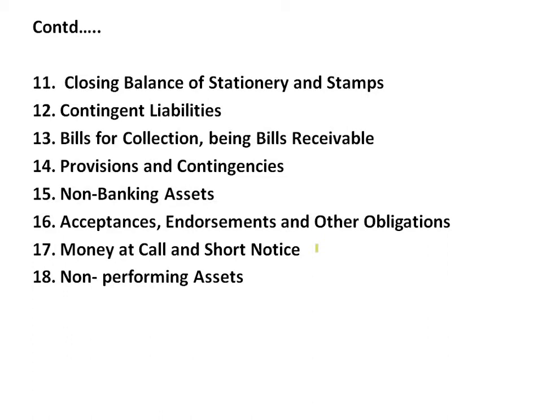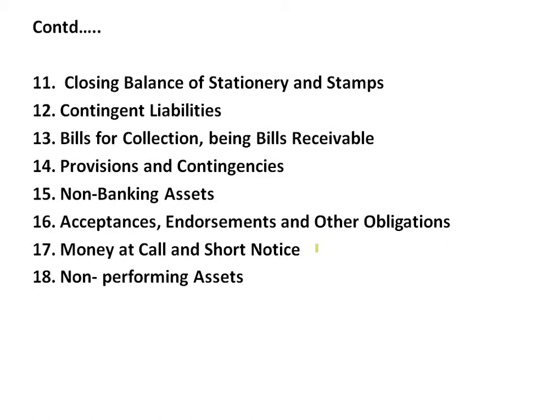Provisions on contingencies is also considered. Non-banking assets means these are the services or the assets which are provided by the bank other than its regular business activities, the regular business services. Point number 16 is acceptances, endorsements and other obligations. Acceptances means the bills accepted by the bank. The endorsements indicate the bills which are shifted or transferred to others. And obligations means the liabilities.